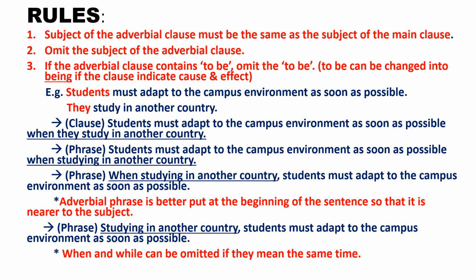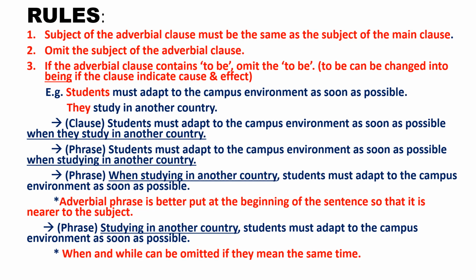In this sentence, the subclause when they study in another country can be reduced into a phrase, when studying in another country. So we have, students must adapt to the campus environment as soon as possible when studying in another country. And we can also move the phrase to the beginning of the sentence. When studying in another country, students must adapt to the campus environment as soon as possible.